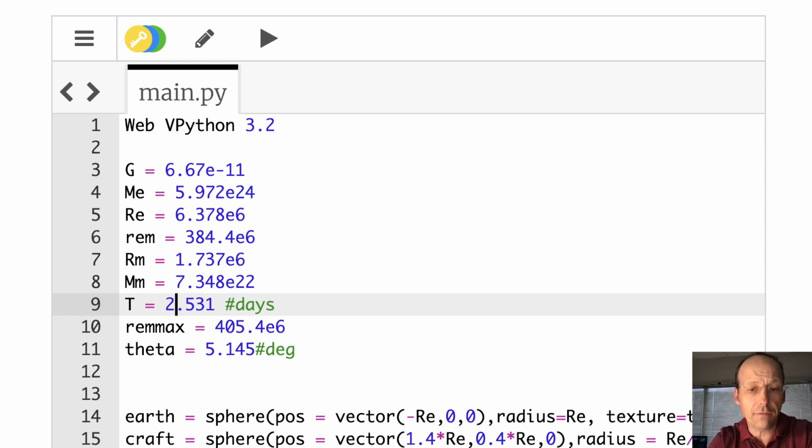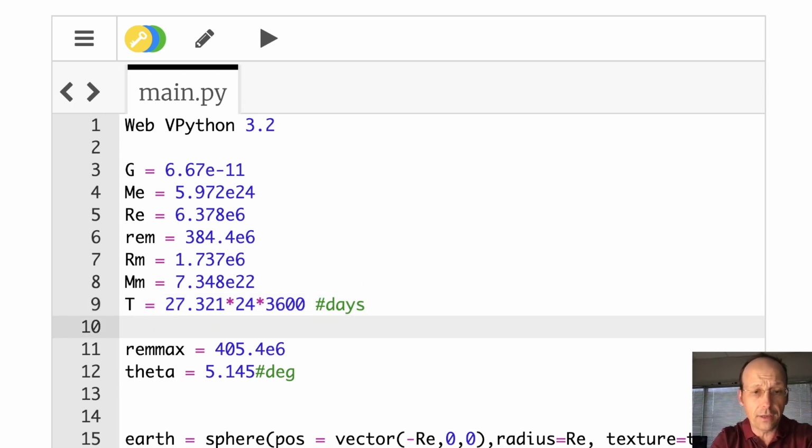It's 27.321 days. So if I multiply that by 24 hours, and then I multiply that by 3,600 seconds per hour, then it'll give me the period in seconds. I know that's not the best way to do it, but all my other stuff is in meters and kilograms and seconds, so I want that in meters and kilograms and seconds. Let's just go ahead and calculate V0. Like I said, it was 2 times pi times REM.